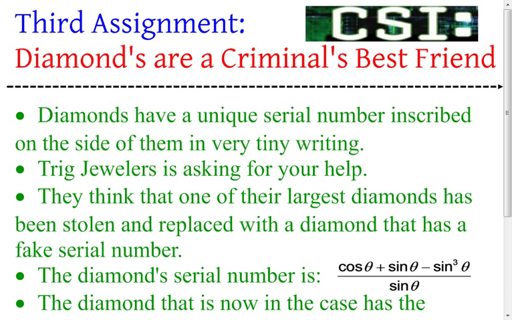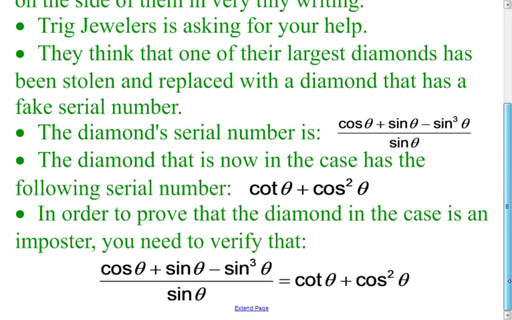Diamonds have a unique serial number inscribed on the side of them in very tiny writing. Trig Jewelers is asking for your help. They think that one of their largest diamonds has been stolen and replaced with a diamond that has a fake serial number. The diamond that is now in the case has the following serial number. In order to prove that the diamond in the case is an imposter, you need to verify that identity. Okay, cheesy? I know. Here we go.